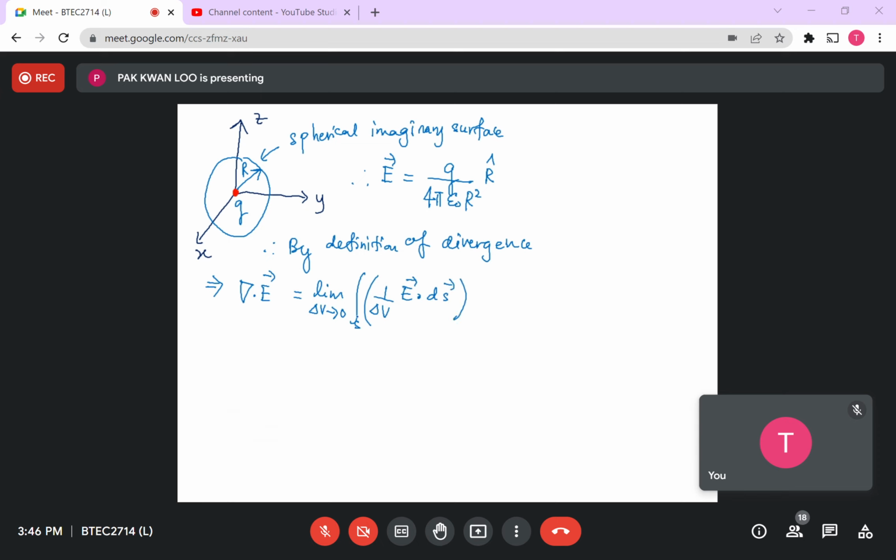Okay, so we are integrating the flux. Basically, we are evaluating the flux coming out from the spherical surface. So this is the flux, right? The flux term. So we are evaluating the flux through the spherical surface.